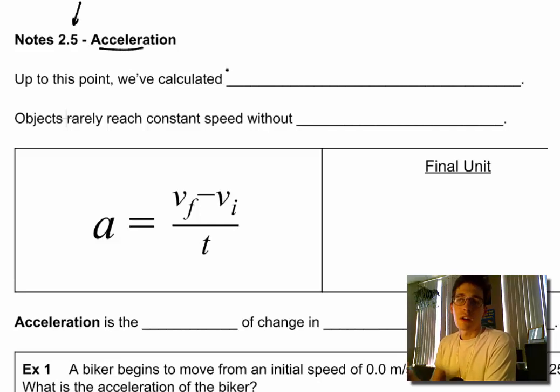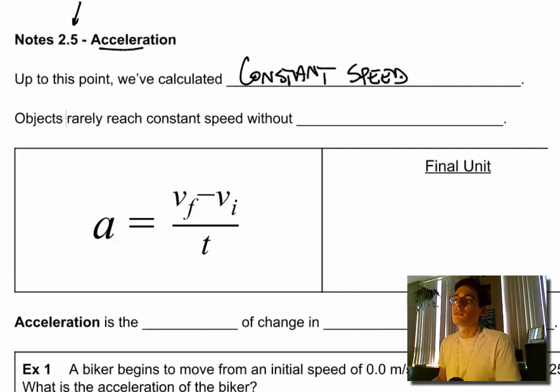Up until this point, in all of my prior videos, we have calculated constant speed. So we've talked about instantaneous speed, we've talked about average speed, we've looked at how to find that speed, but we've assumed it's constant the entire time. But we know that speed isn't constant. Objects rarely reach a constant speed without some kind of acceleration.